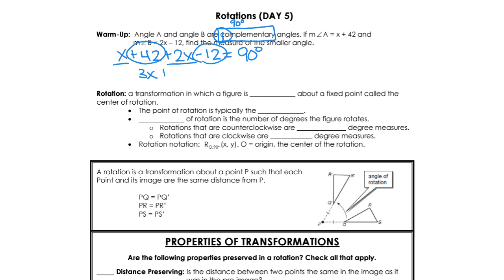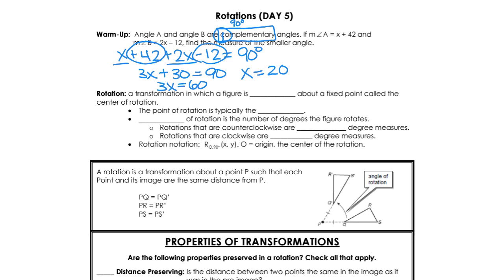42 minus 12 is positive 30, equal to 90. We're going to subtract 30. We're going to get 60. We're going to divide by 3, and x comes out to equal 20. Now they want to know the measure of the smaller angle.